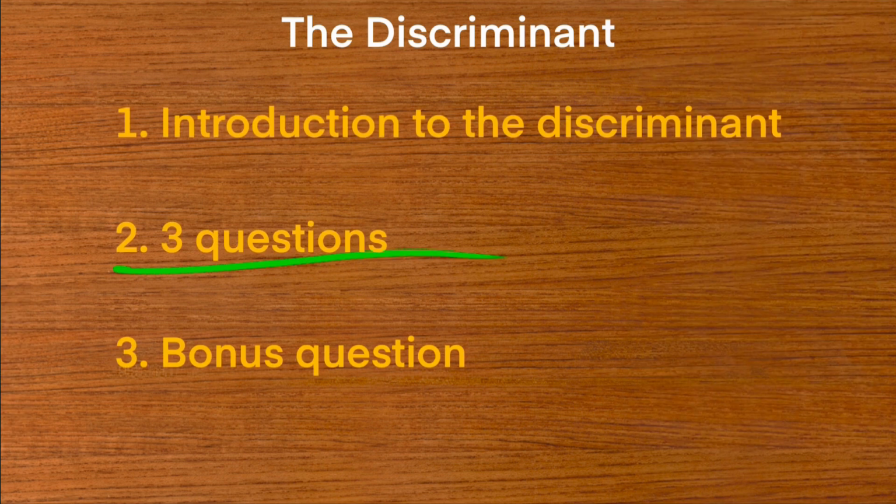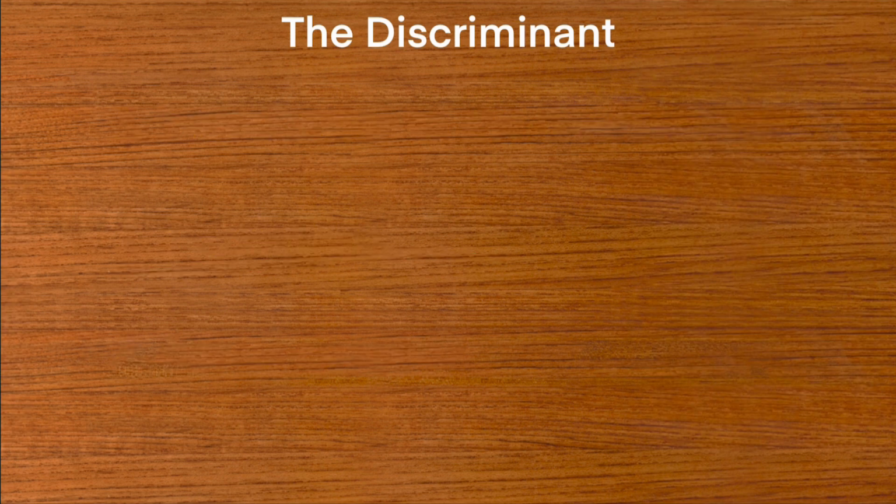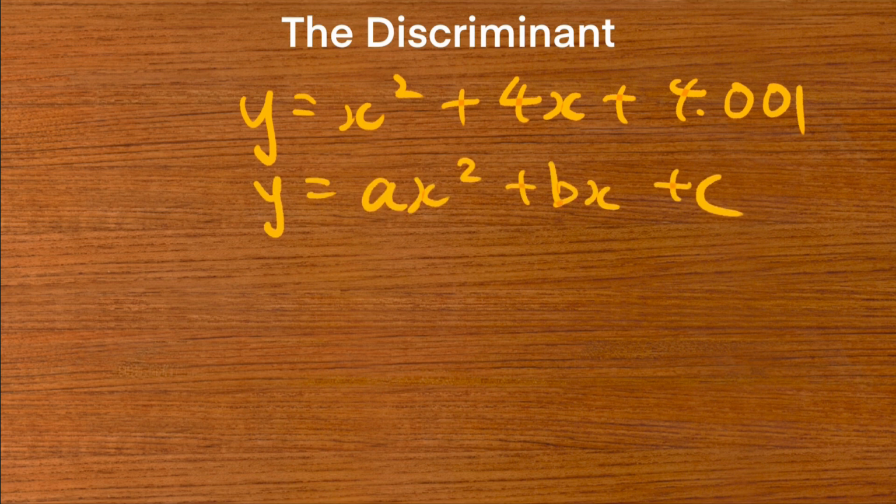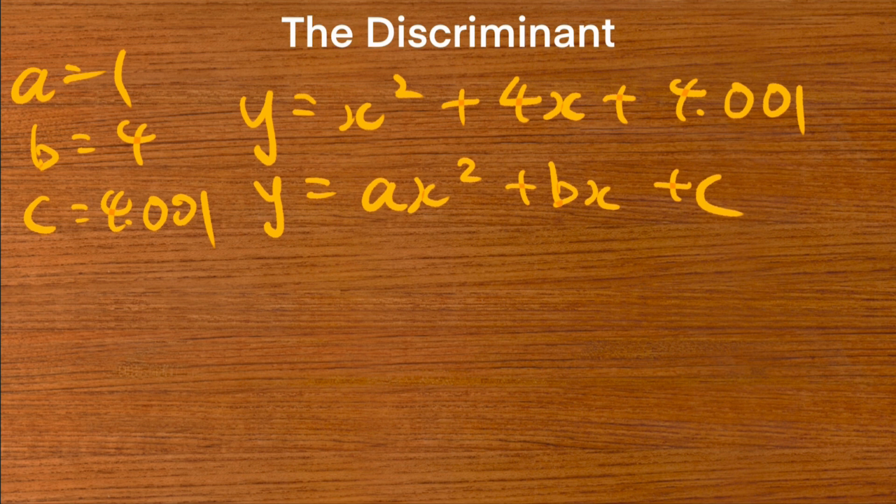Let's move on to our bonus question. Now over here, we see that y equals x squared plus 4x plus 4.001. We will now compare this with our standard form. So a is equal to 1, b is 4, and c is 4.001. Subbing this into the formula for the discriminant, we will get the following.